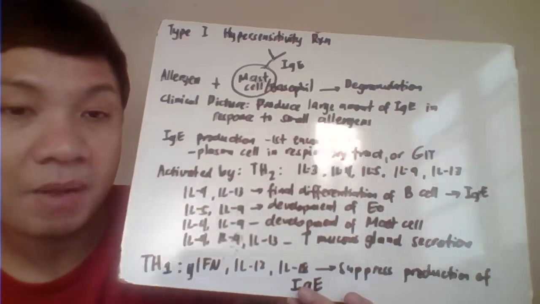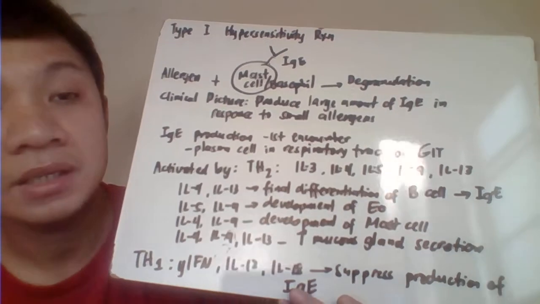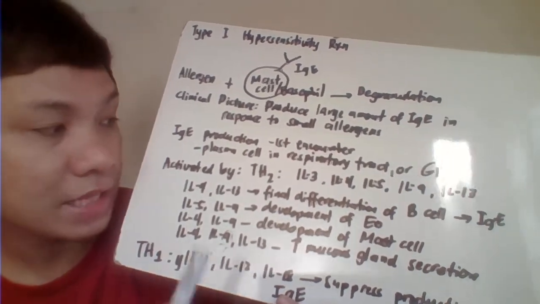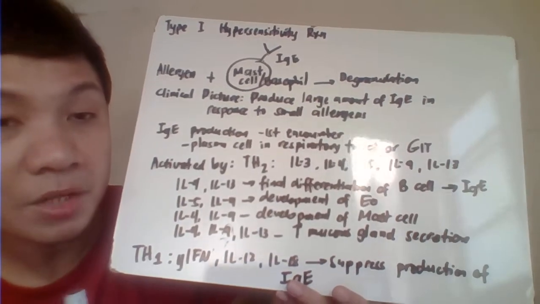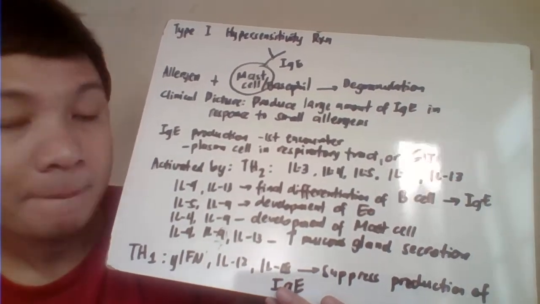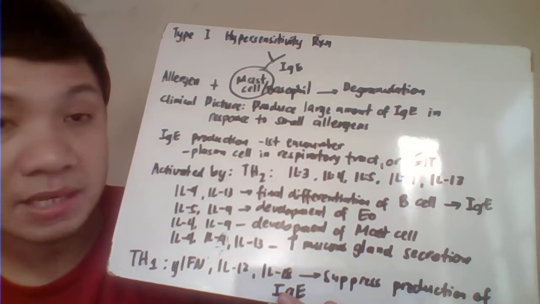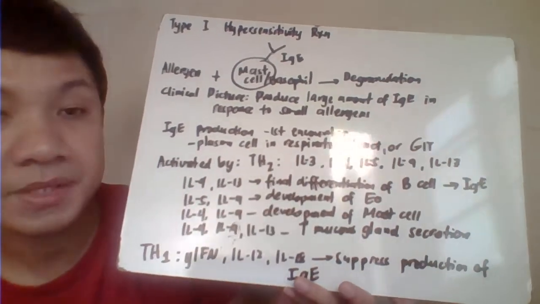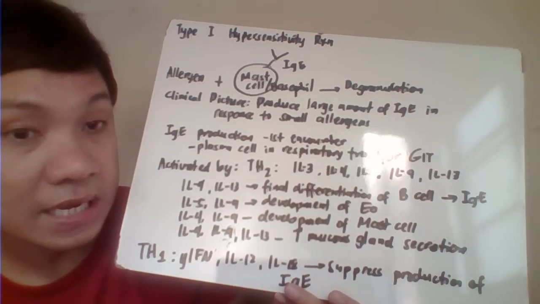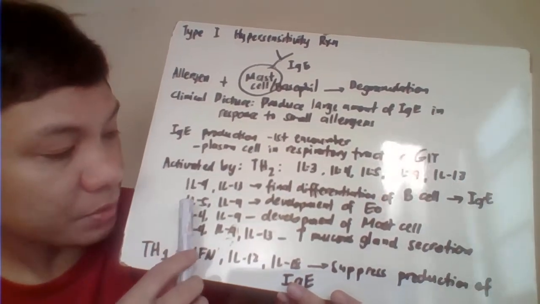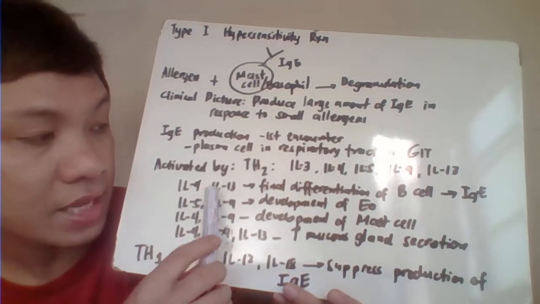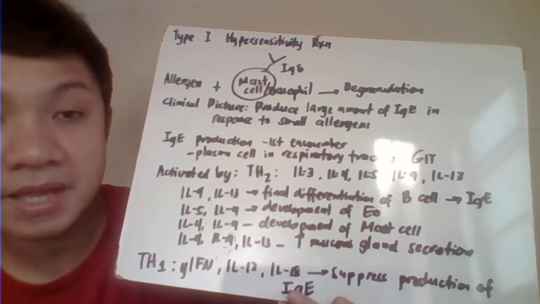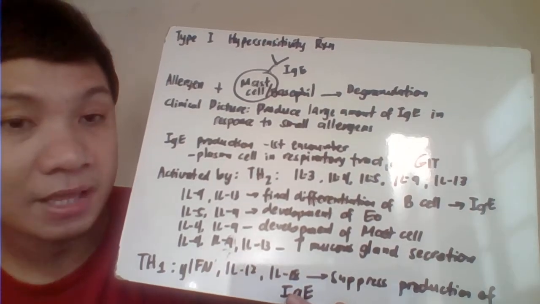What primarily helps your B lymphocyte become a plasma cell is your T helper 2. The T helper 2 secretes the following cytokines: interleukin 3, 4, 5, 9, and 13. All of these help you produce your IgE. For example, interleukin 4 and interleukin 13 are responsible for the final differentiation of your B lymphocyte to become IgE as your antibody.